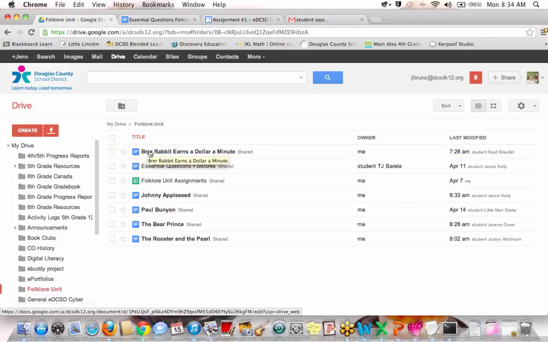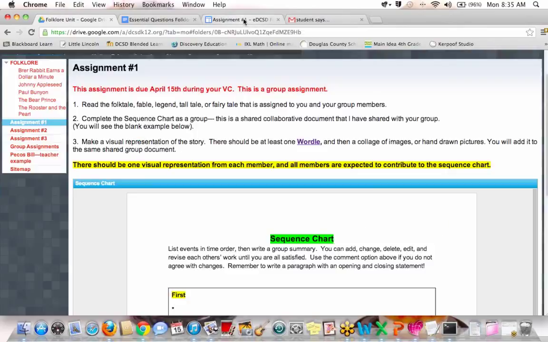Okay, so you can see all the different names here: Briar Rabbit, Johnny Appleseed, Paul Bunyan, the Bear Prince, and the Rooster and the Pearl. These were the sequence charts that I shared with you, and these were the ones that you were supposed to fill out. If you were confused and you were trying to fill out this blank sequence chart, then it wasn't working for you. And I think that's what some of the kids were doing. But never fear, today that's totally fine. Today we can share our thoughts orally if you will type onto this.